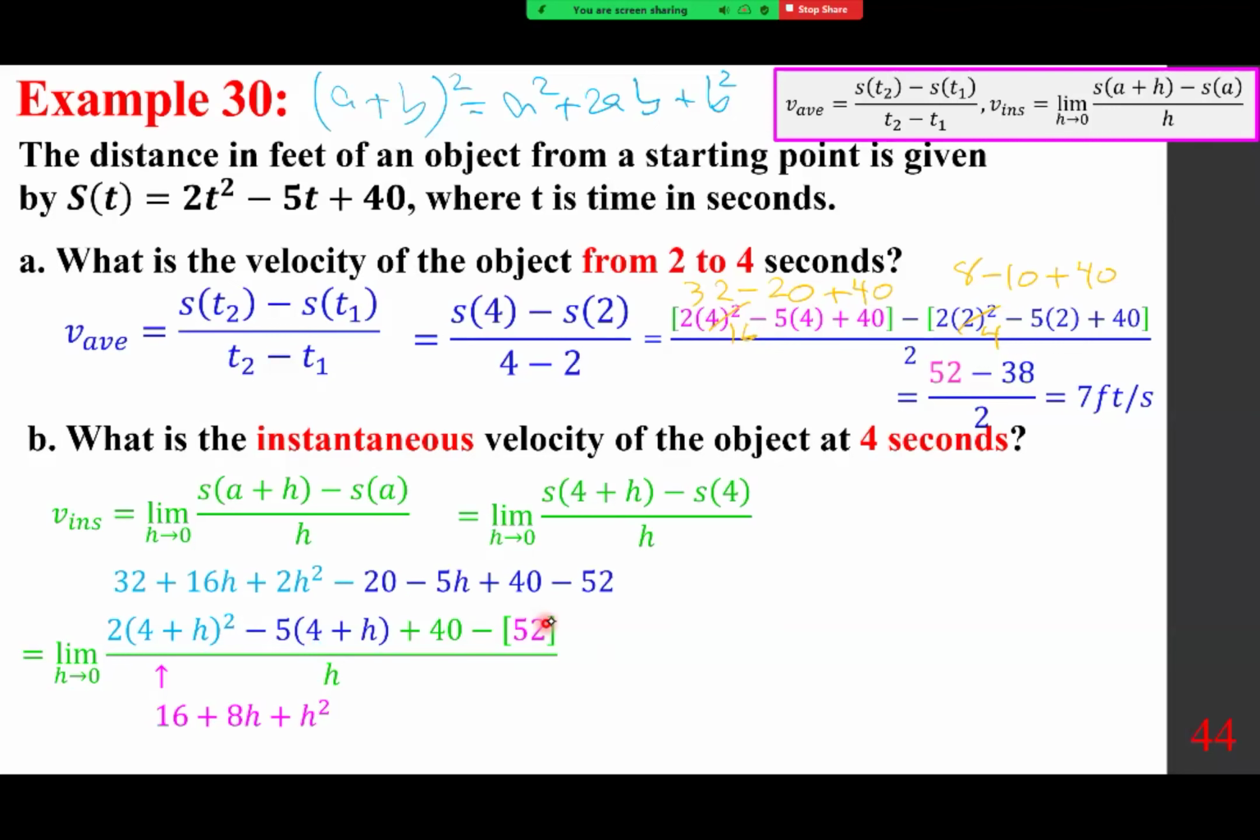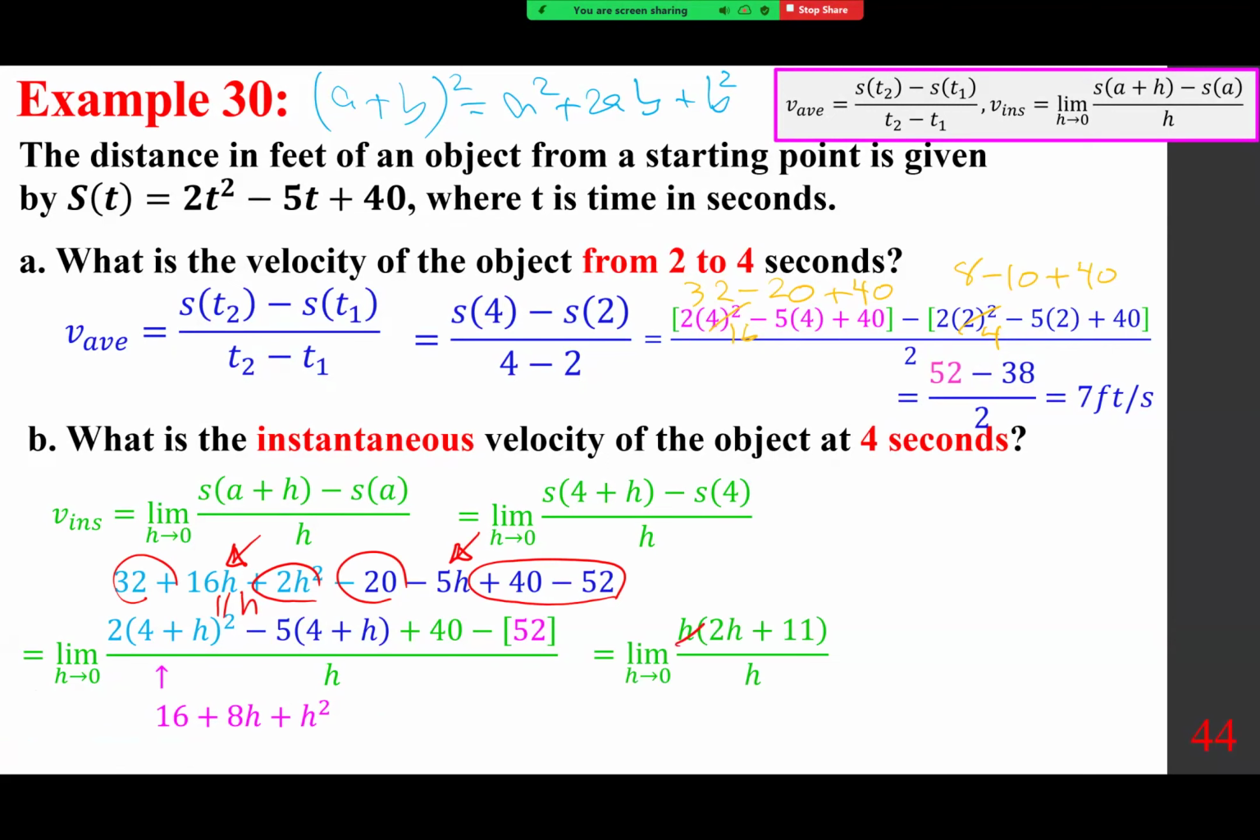And now you are going to simplify as follows. You notice if we put all the numbers together, 32 minus 20 plus 40 minus 52, we get 0. They cancel each other. So in the numerator, we have 16h and minus 5h, that would be 11h plus 2h². We take the h out. We get the limit of 2h plus 11 as h approaches 0. And if you apply that, you get 11 feet per second.